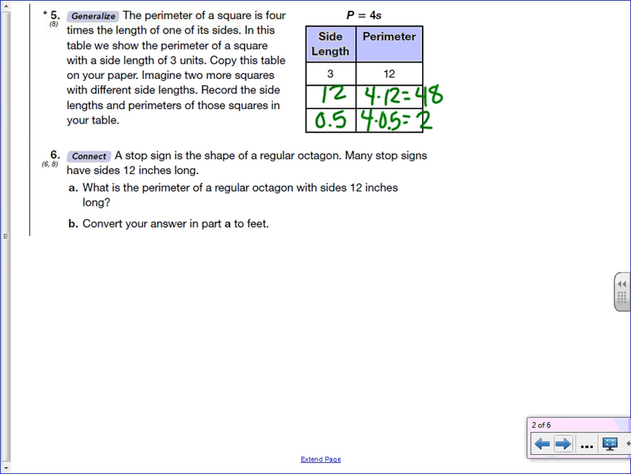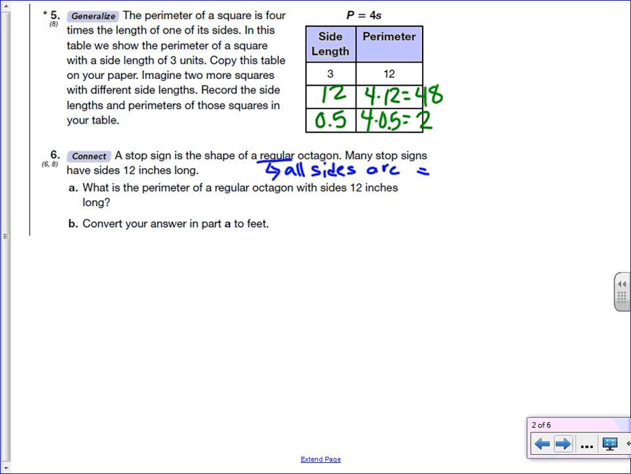A stop sign is the shape of a regular octagon. How many stop signs have sides 12 inches long? So one thing that you need to know is that the word regular, when you're talking about shapes, means all sides are equal. What is the perimeter of a regular octagon with sides 12 inches long?